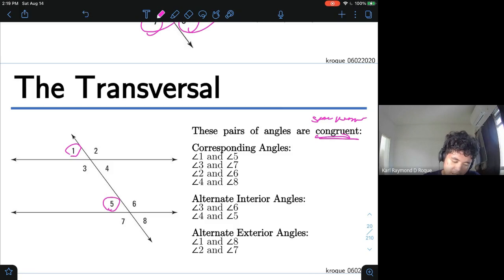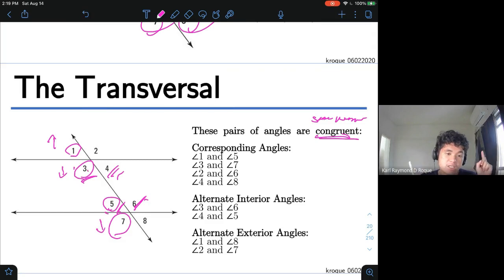Corresponding angles meaning same side sila ng transversal. Meaning, ito, they are under. Ito, above. Alternate interior. Kasi magka-alternate sila interior. Alternate exterior, magka-alternate sila sa exterior. Ayan. Diba?